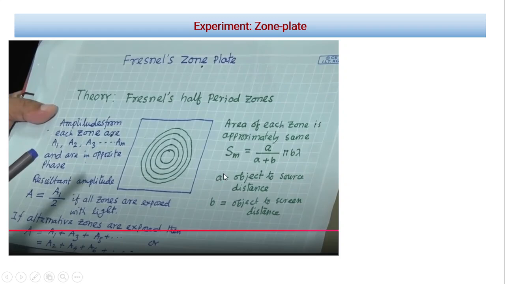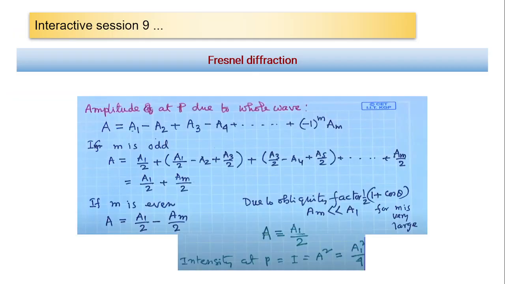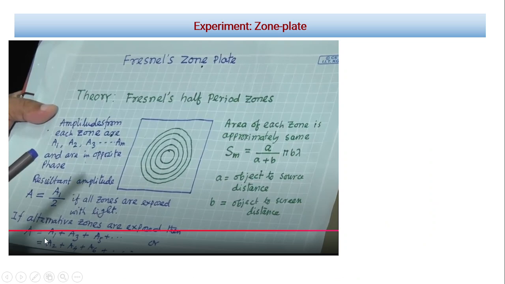If we keep all the zones transparent, then at the screen, which is our point P, if the light is shining on all the zones, I'll get A1 minus A2 plus A3 minus A4 and so on. Now if I darken the second zone, fourth zone, sixth zone, then what I'll get is A1 plus A3 plus A5 and so on, or A2 plus A4 plus A6 and so on. That means the intensity will be many times higher.